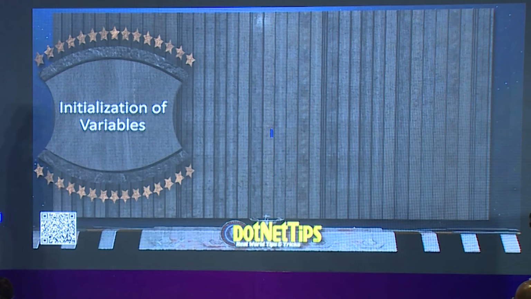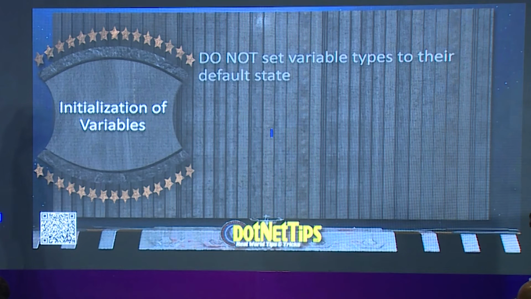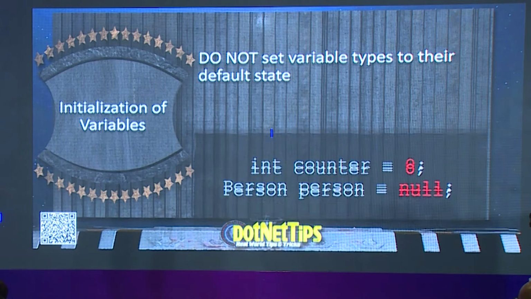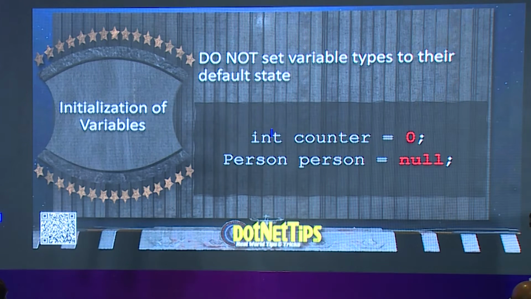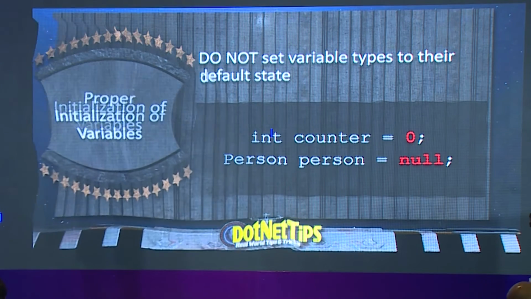And I see people do this still. Senior software engineers do this, and don't do this. Do not set variable types to their default state. Every type in .NET has a default state, right? What's the default state for an object? Null? Yes. What's the default state for an integer? 0, right? So don't set it, because when you're setting it like this, you're making more computer instructions which will affect the performance, okay?